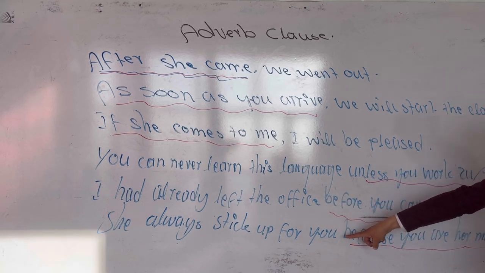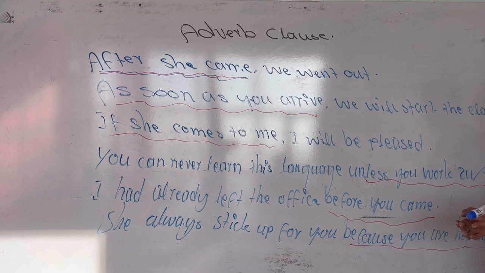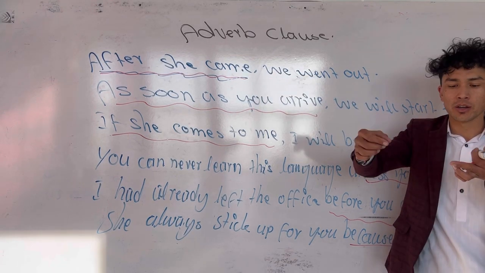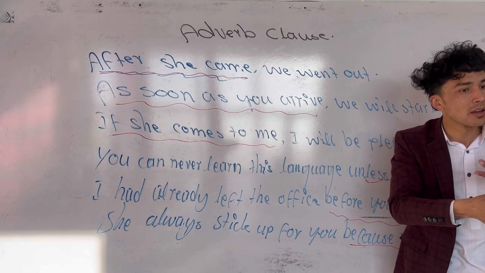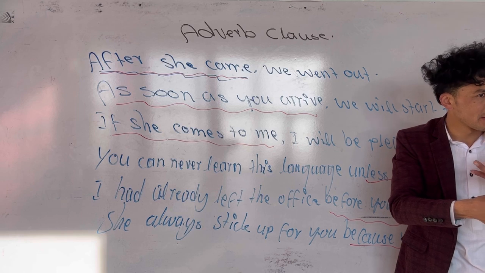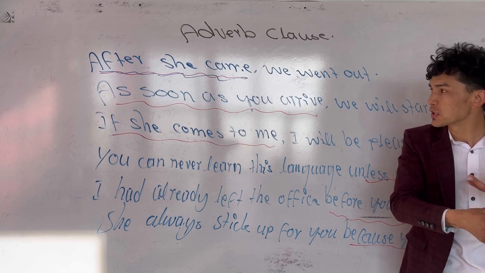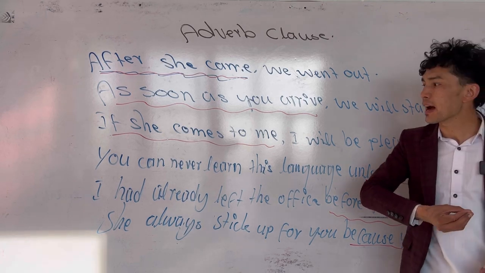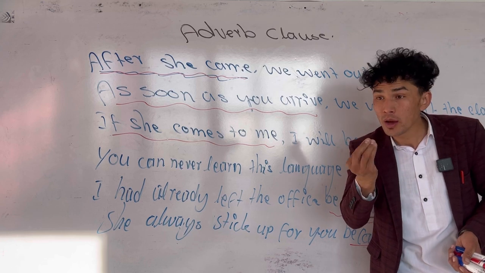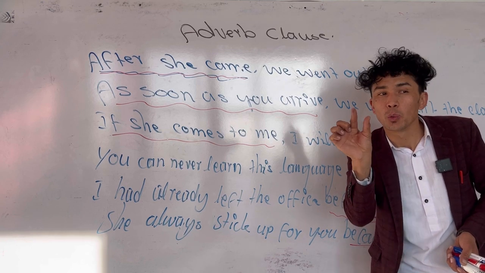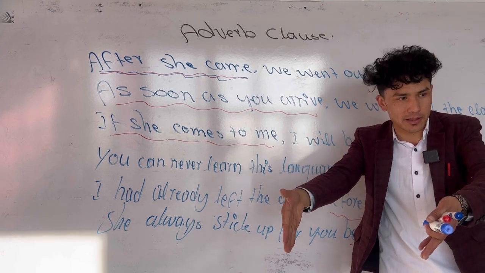Why does she always stick up for you? Because you're her mate. When an action happens, after. Where an action happens. Did you understand? Yes. Where. So, for example, somebody says, I will come to you wherever you want. Wherever shows the place.